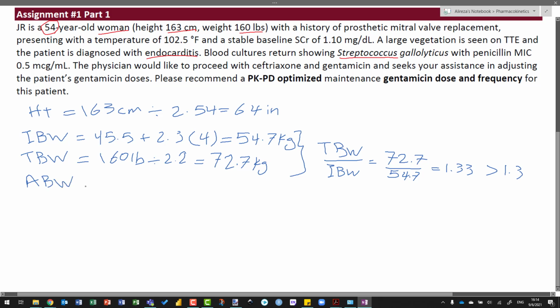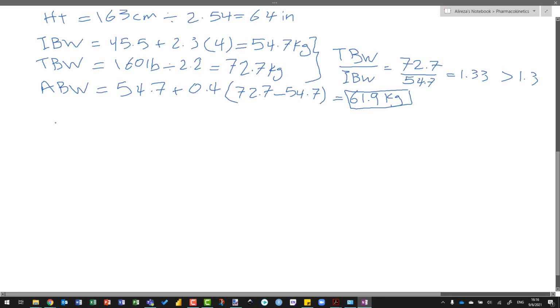So adjusted body weight equals the ideal body weight, which is 54.7, plus 40% of the difference between ideal body weight and total body weight. So 0.4 times 72.7 minus 54.7, which gives you 61.9 kilogram. So this is the body weight we will use.